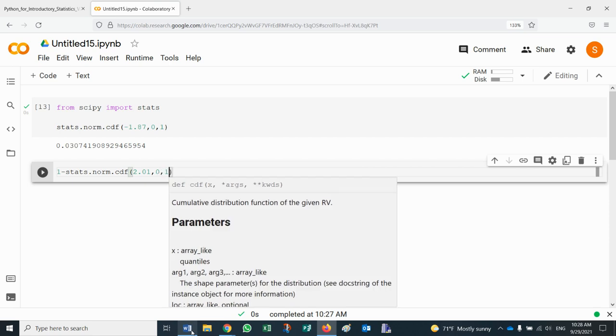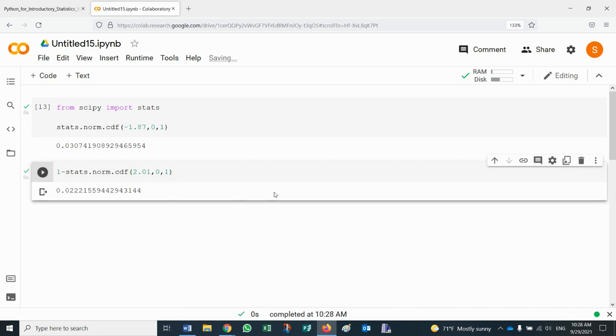By doing the complement, because the area to the left is given by the stats.norm.cdf, but by doing 1 minus, we're getting area to the right, right? So this will give us area to the right.